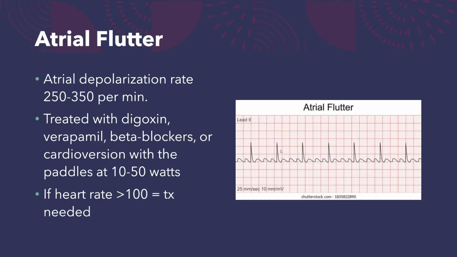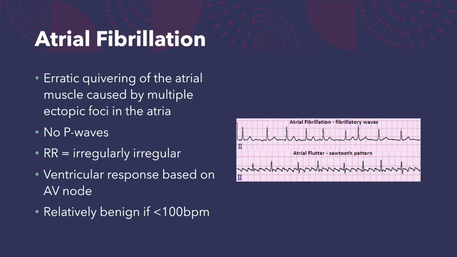Let's count. 1, 2, 3, 4, 5, 6, 7. So the pulse is 70, but look how many P waves there are. There's about 3 to 1. So it's more like 210 or more P waves, but only 70 QRS complexes per minute. So that's a big issue. This is treated with digoxin, beta blockers, or sometimes cardioversion with paddles at 10 to 50 watts. If the heart rate gets over 100, it becomes a real medical problem that needs to be addressed immediately. But as long as heart rate is somewhat low, you still need to seek treatment, but it's not as emergent.